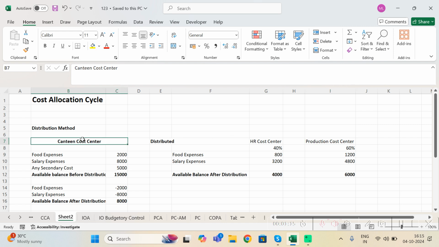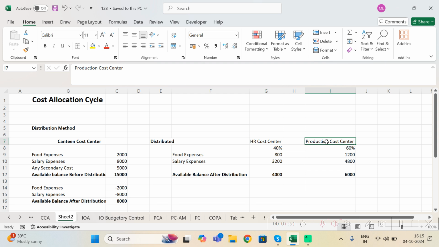So here the expenses of the canteen cost center should be allocated or distributed to the HR cost center and the production cost center. Here the canteen cost center is the sender and these two cost centers are the receivers. While distributing the cost from the canteen cost center to these two cost centers, in SAP there are many ways given to distribute.